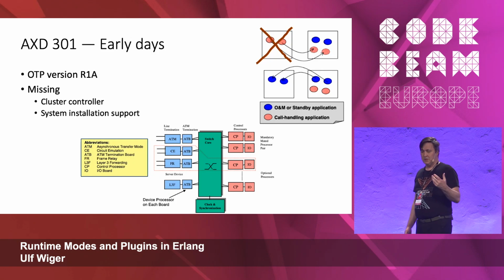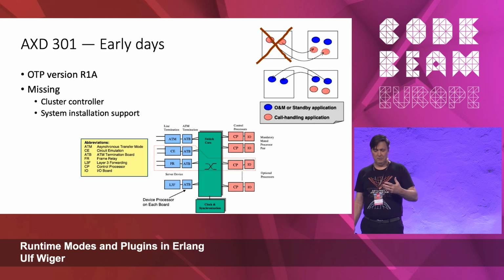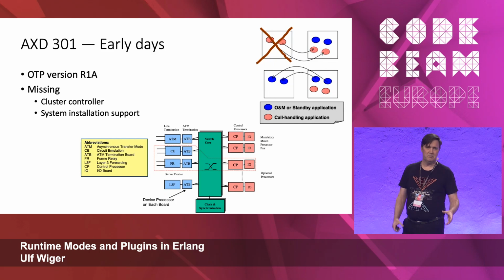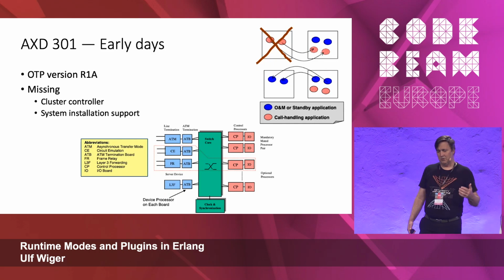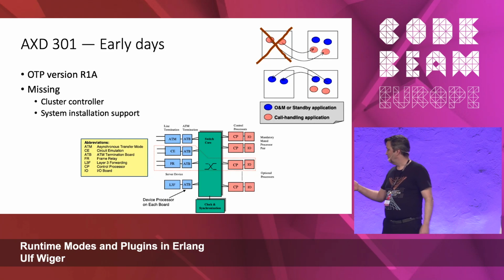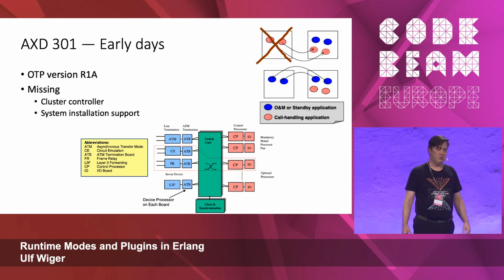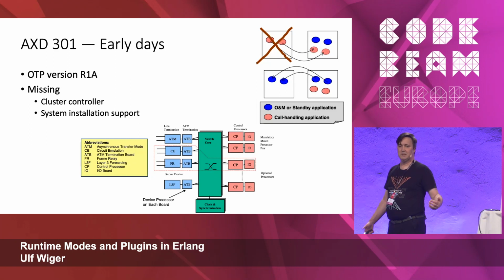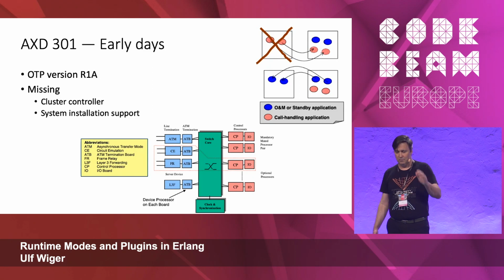So for the cluster controller in the AXD 301, we were using mated pairs, control processors in pairs, one active, one standby. We could have 16 pairs, up to 32 processors. We also had an idea to distribute much further, so that the ATBs, ATM termination boards, if we could run Erlang on them, we could have up to 256 nodes. And so the cluster controller was designed to handle these cases. We also had the idea of administratively blocking a node.